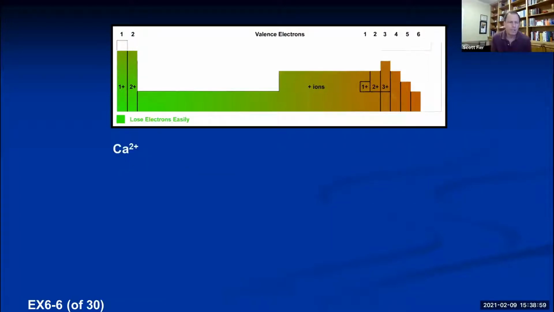So calcium's in the second column on the periodic table. We would expect it to form a +2 ion. What's its name? Calcium ion. Potassium's in the first column on the periodic table. You would predict the only ion charge it could form is +1. What's its name? Potassium ion.